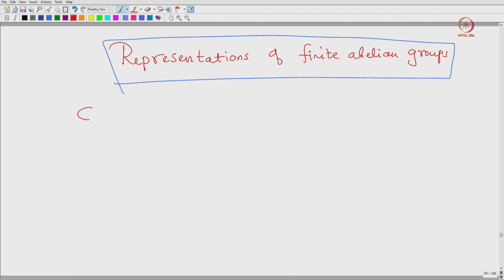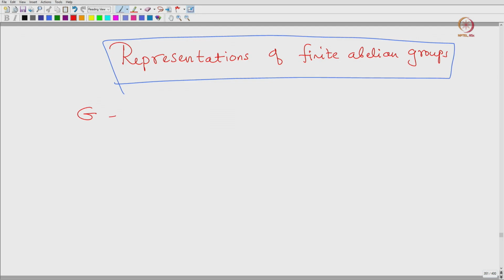Welcome back everyone. In this lecture we will continue with the representation theory of finite abelian groups. As we noticed earlier, we can actually classify all the irreducible characters of finite abelian groups very easily in terms of the group itself. So, let me just recall what we were doing in the last class.